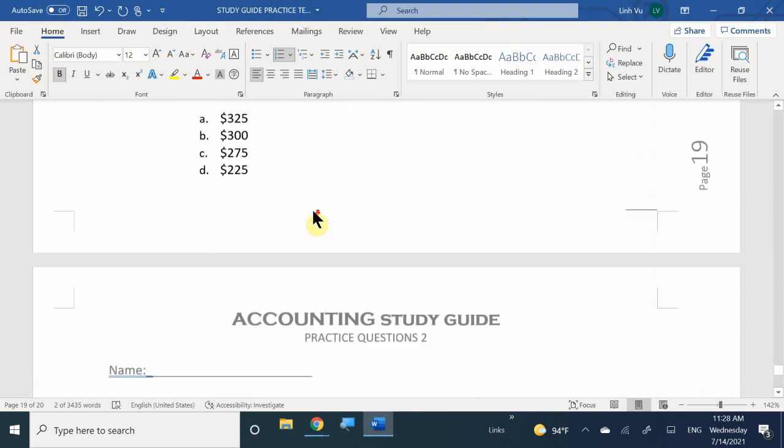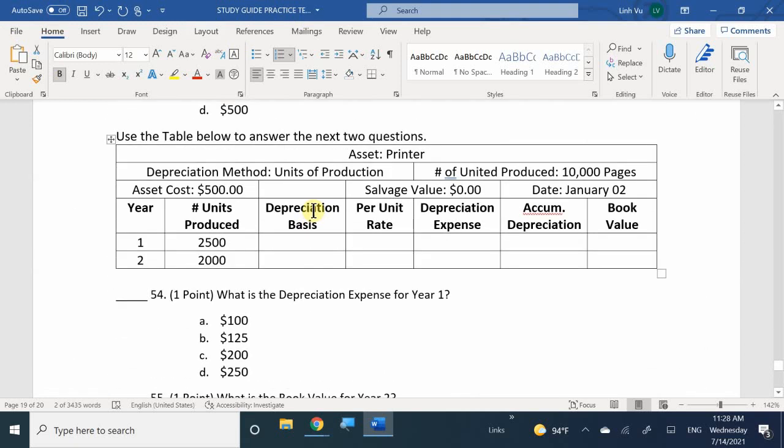So the next example we have here is going to be the same exact example, except this time it's a printer, and we're going to be using the depreciation method of units of production. So here the number of units that it could produce is 10,000 pages. And the asset cost is $500, salvage value 0, and the date that you place into service is January 2nd. Okay. So once again, I've given you the units that were produced that year. Okay, so in this case, what's going to be my depreciation basis?